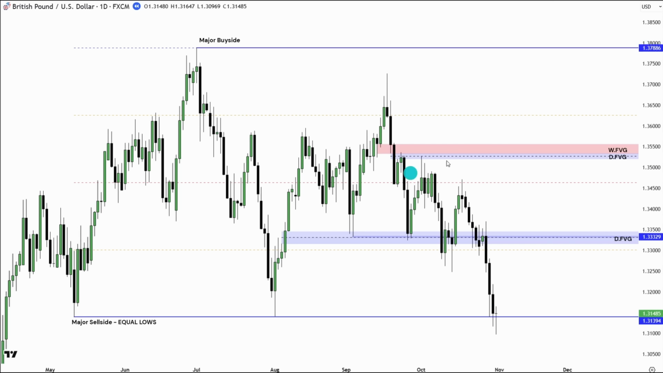Now, I outlined all of this in my mentorship group when we were up here, and a lot of my students managed to capitalize and did really well in this decline lower.